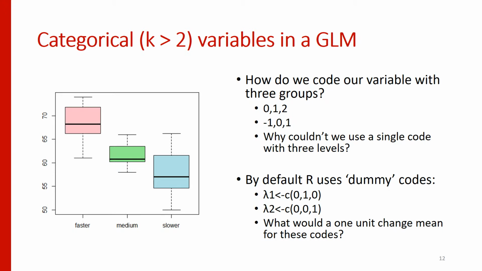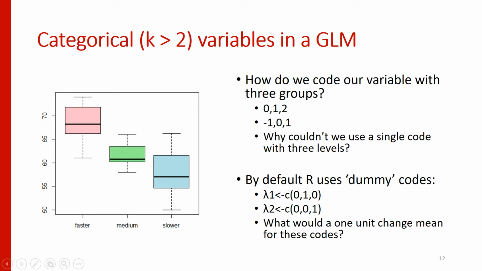So by default, R likes to use dummy codes or treatment codes to represent these groups. So it'll create one lambda in which the faster group is coded as 0, the medium group is coded as 1, and the slower group is coded as 0. And then it will create a second lambda in which the faster group is coded as 0, the medium group is coded as 0, and the slower group is coded as 1. So what would a 1 unit change mean for these codes? Well, the answer is that it's slightly different depending on which code you're in, because in both of these codes, the faster group is treated as 0.